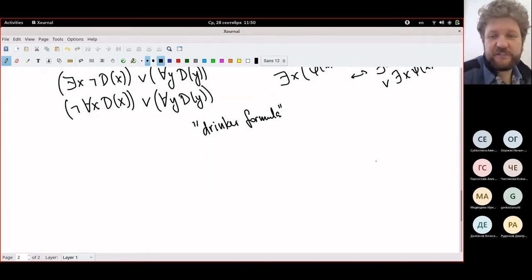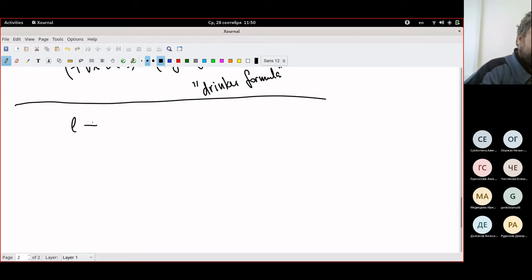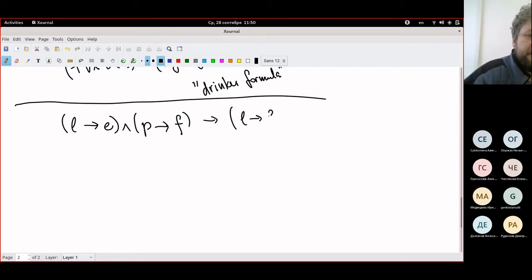I could show one more, even in propositional logic: the paradox of material implication. I can say something like this: if L implies E and P implies F, then L implies F, or P implies E. Is that true? Well, probably yes, just by zeros and ones, right? Suppose that if E or F is 1, then the conclusion is 1, right?